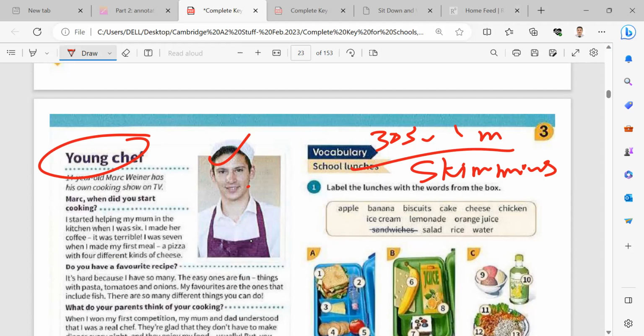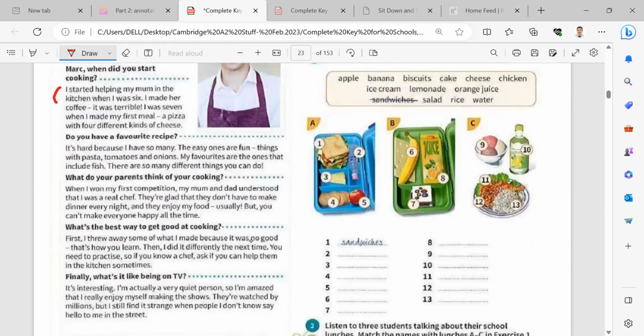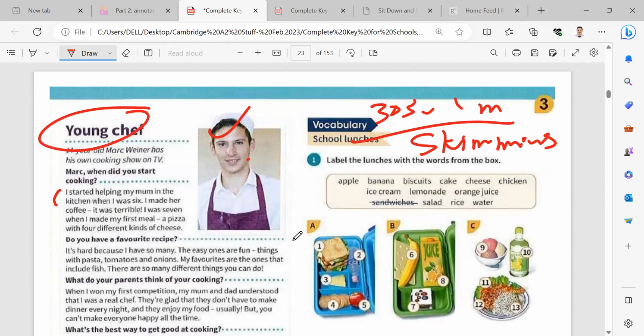For example, here: I started helping my mom in the kitchen when I was 6. This is the first sentence in paragraph 1. Then start reading the same sentence in paragraph 2 and so on until you finish reading the main sentences in the paragraphs. Does this make sense? Why do we need skimming like this? To be more familiar with the content of the passage.